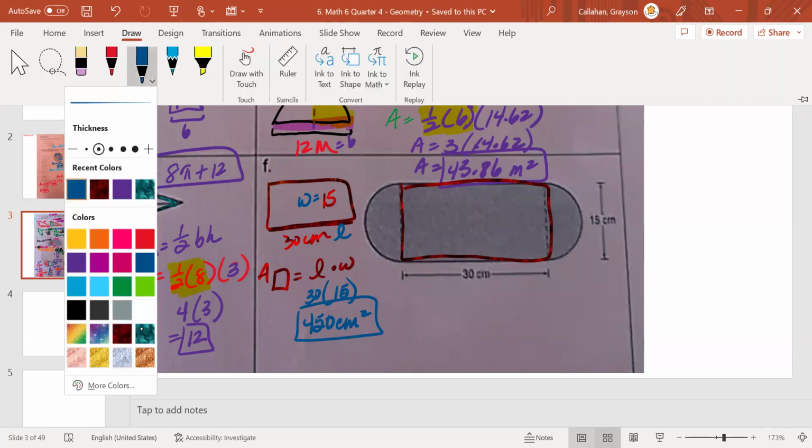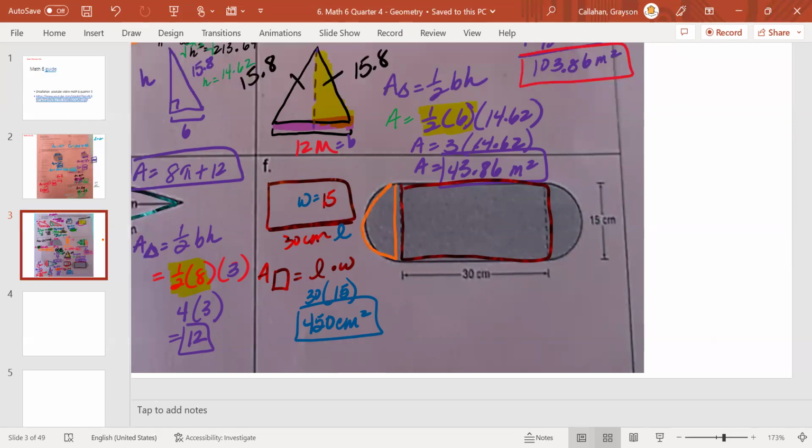Now what you're going to do is you want to take a look at this orange piece. Do you see this orange piece right here? And do you see this orange piece right here? With both of those orange pieces, don't they create one circle? Yeah. You know that the diameter is 15, so then what's the radius?